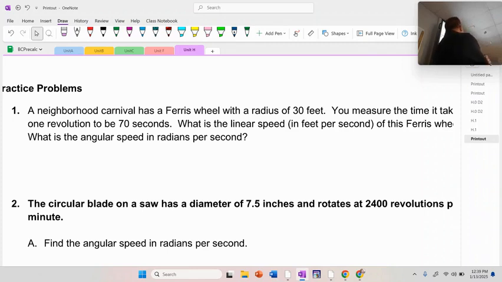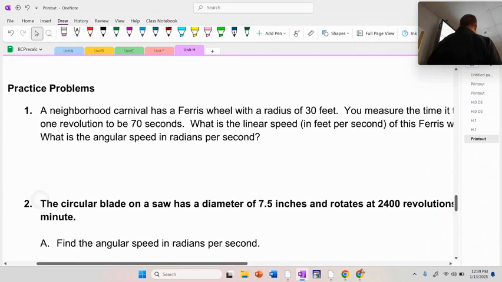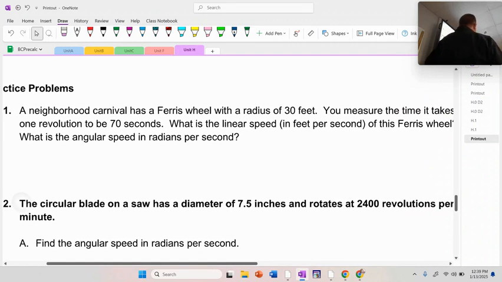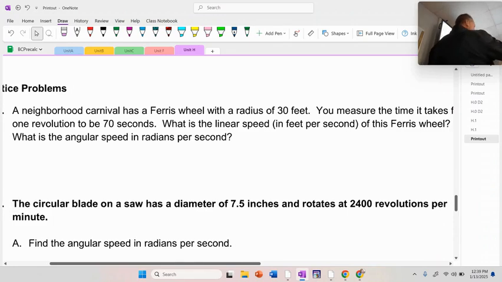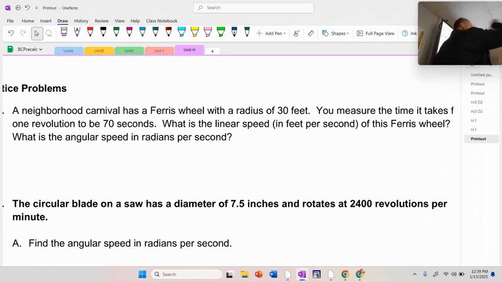Okay. A neighborhood carnival has a Ferris wheel with a radius of 30 feet. Hey, that was my radius, the outside seat. Measure the time it takes. You can see someone on the Ferris wheel, and then 70 seconds later, there they are again. I could actually do this. I can sit there with my timer.